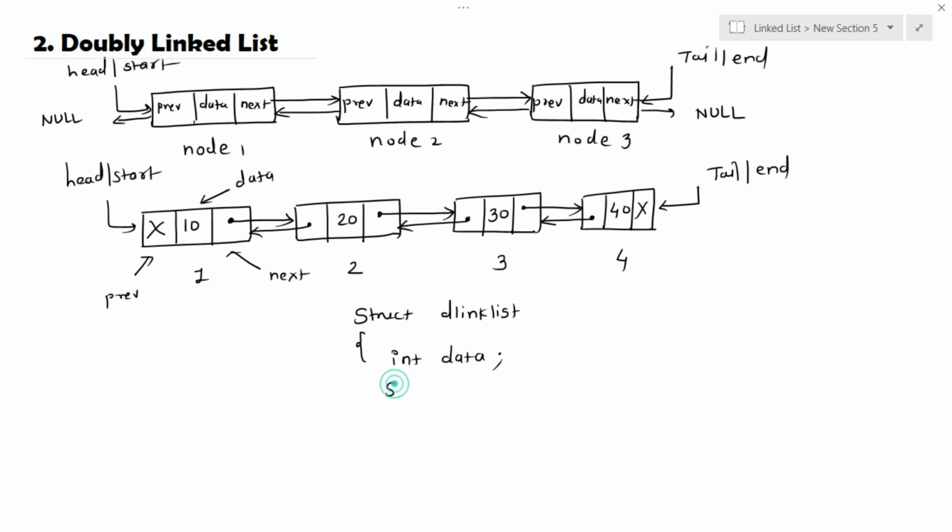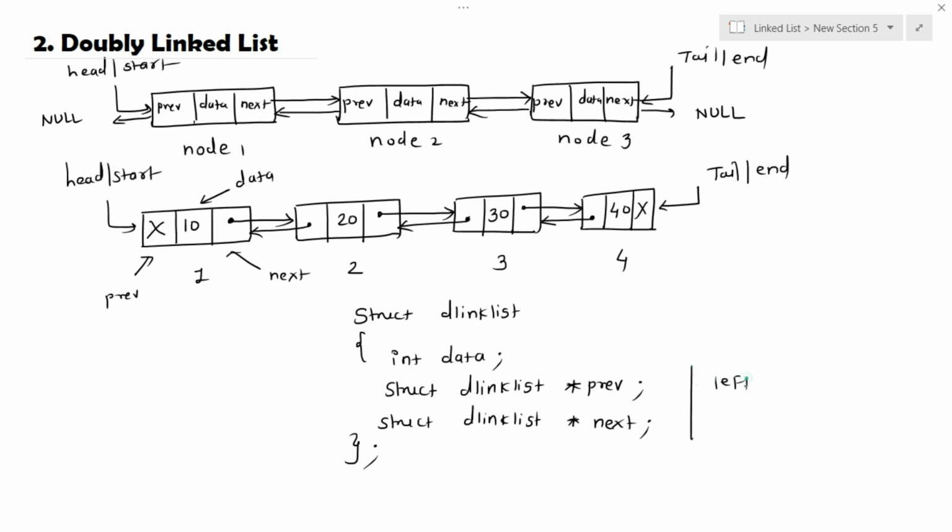So here write down struct, then the name of the structure, that is D linked list, and a pointer variable, that is a previous. And again for next write down struct D linked list and the pointer variable, that is a next. Then end the structure, end with a semicolon. Okay, so this is the code for creating a node in a doubly linked list. You can use the pointer variables as previous and next, or you can also use left and right.